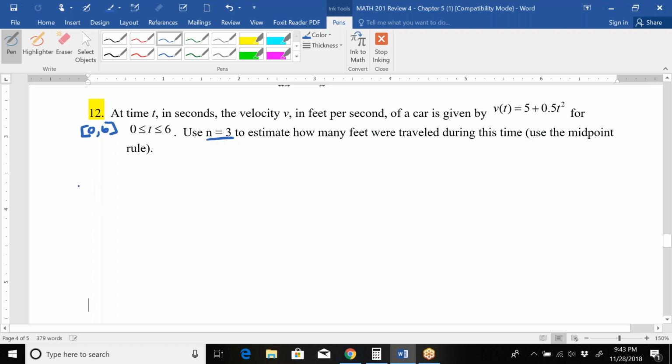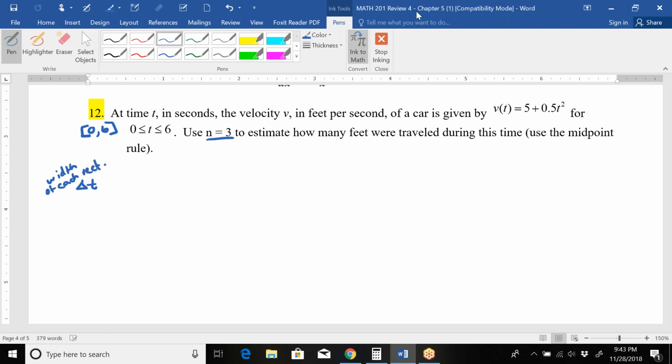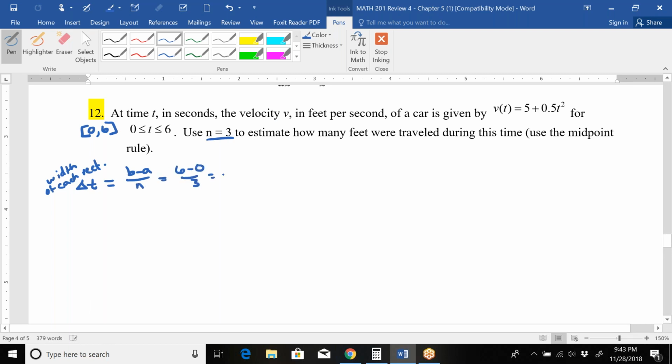Okay, so remember to find your delta t or delta x, which is the length. This is kind of the width, I think of it, of each rectangle. We're going to have them in a uniform width, so we would do the formula b minus a divided by n. So 6 minus 0 divided by 3 is 6 over 3, which is 2. So each rectangle has a length of 2.